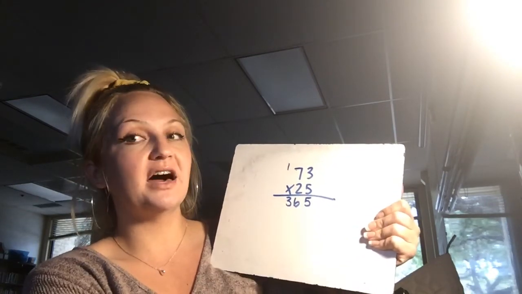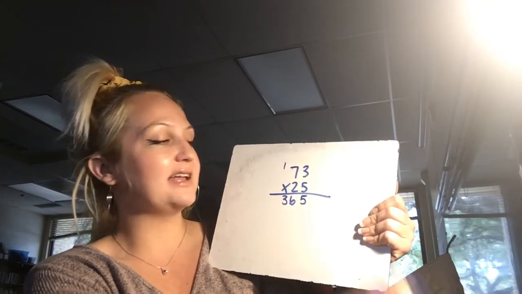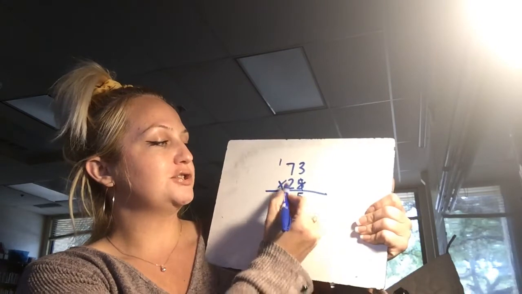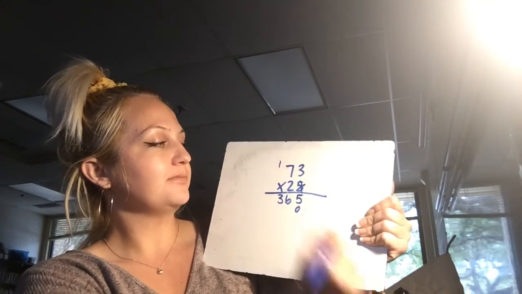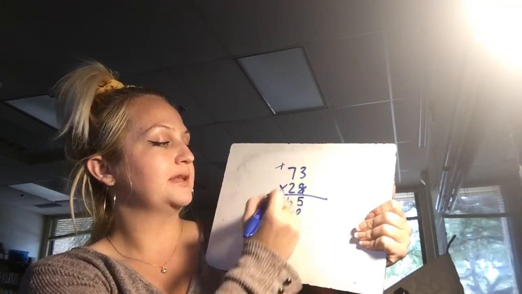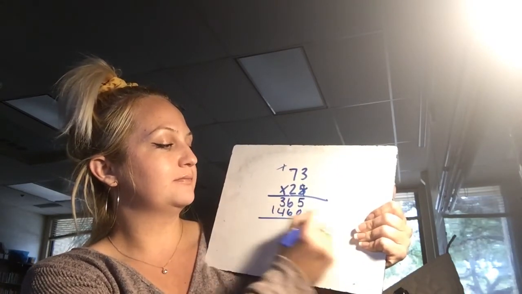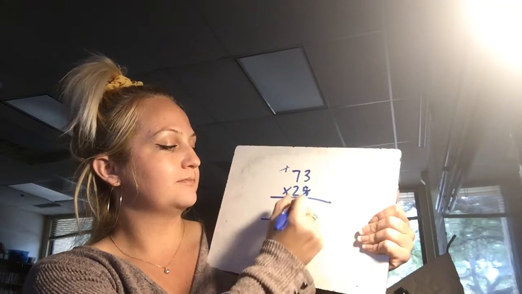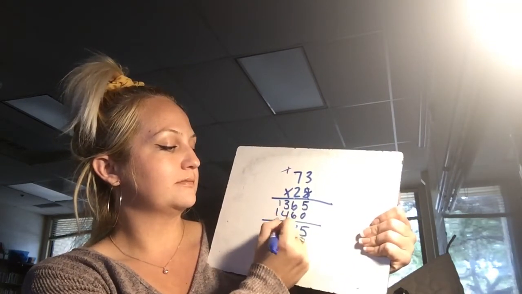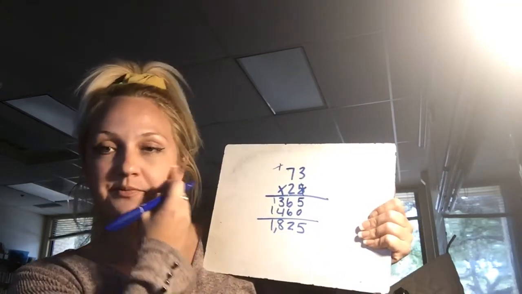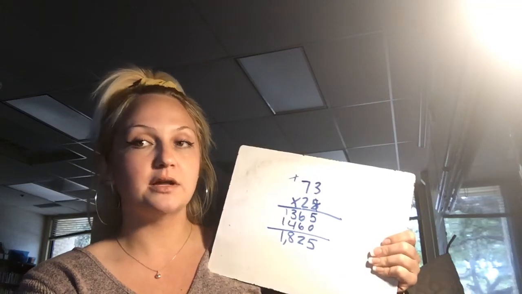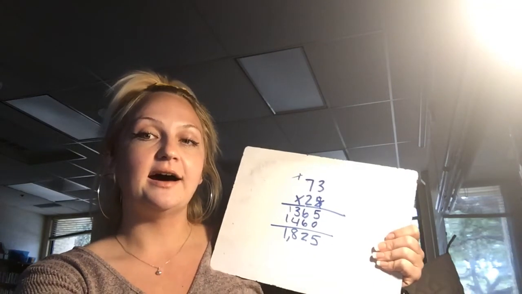Now I'm done with my 5. I need to do that one thing that I said. X and O. 2 times 3, 6. 2 times 7 is 14. Put them together. 1,825. Now this is a lot quicker than having to draw out the window method or expanded.